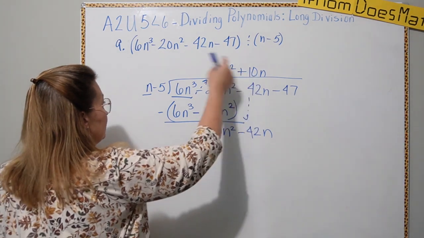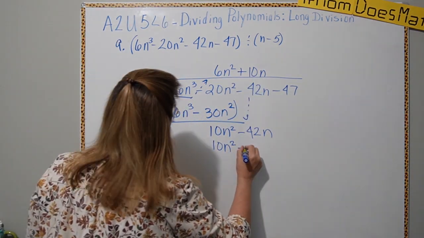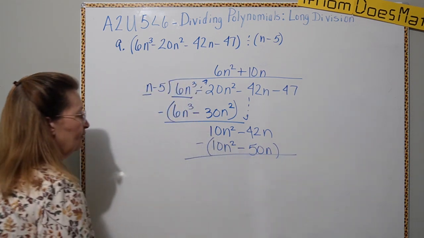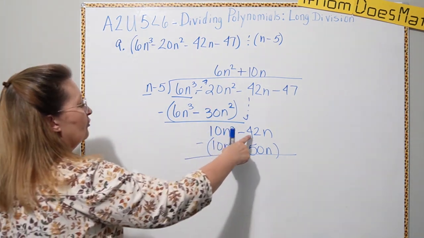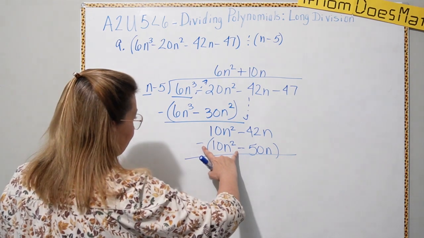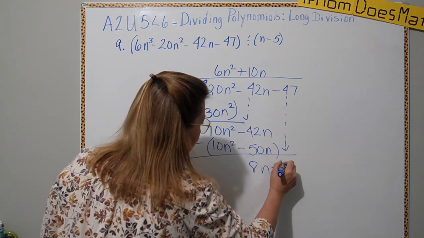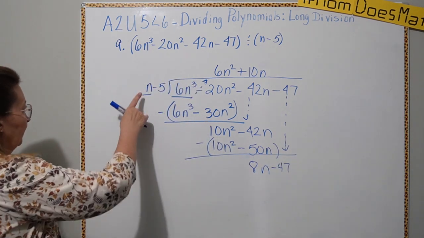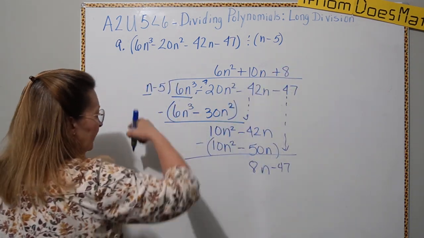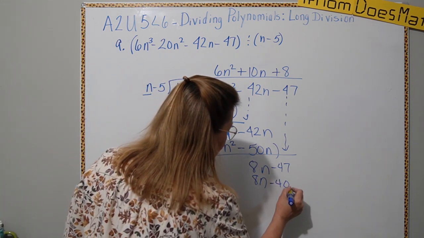All right, 10n times n is 10n squared. 10n times minus 5 is minus 50n. And let's subtract, watching out for our signs. These two cancel. Negative 42 minus a negative 50, this would change to plus a positive, so you're going to have 8n. And then we're going to bring that 47 down. Okay? How many times will n go into 8n? Positive 8 times. 8 times n is 8n. All right? 8 times minus 5 is minus 40.